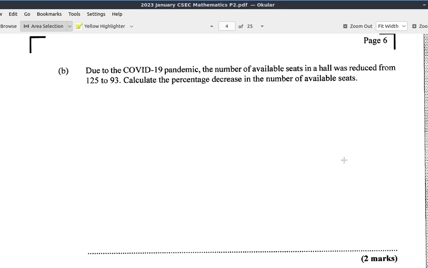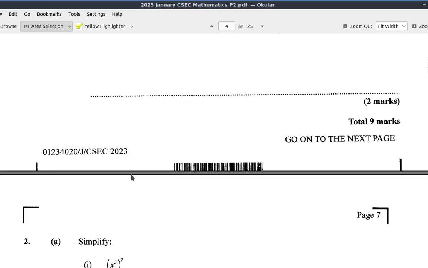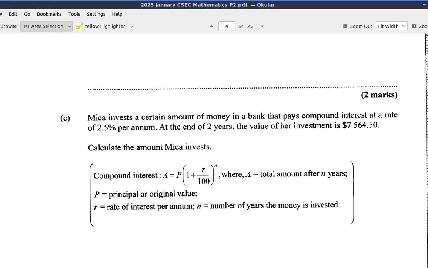Now, this here says, Micah invests a certain amount of money in a bank that pays compound interest at a rate of 2.5% per annum. At the end of 2 years, the value of her investment is $7,564.50. Calculate the amount of money Micah invests. And it is in compound interest.